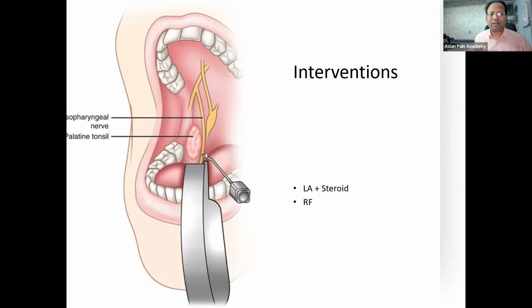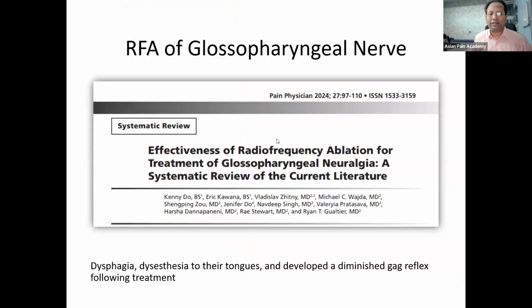So this is the palatine tonsil, just below the pillar of the palatine tonsil. In this area you go for the injection, but we are not doing this procedure. Here is RFA of the glossopharyngeal nerve, you can see radio frequency ablation.